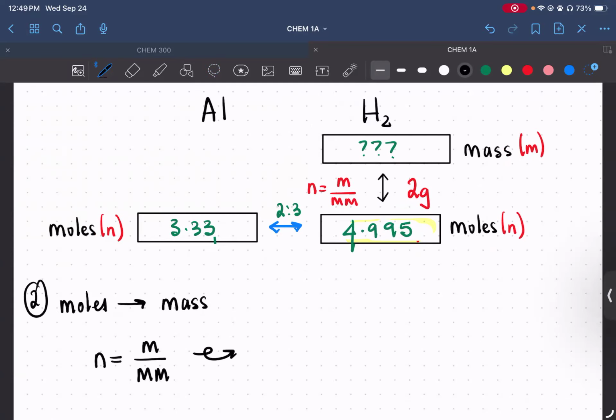A little bit of rearrangement. The equation becomes m is equal to n times MM. We know the number of moles is 4.995. We know the molar mass is 2.